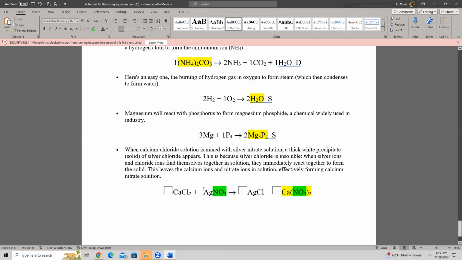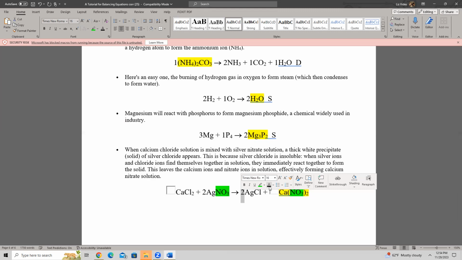Oops, again with the stupid white. Why does it do that? I have got to solve this mystery because it's bugging me. And now you have 2 silvers, right? So you need a 2 right there. And there again, it goes white again. I don't know why you're doing this, but you're annoying me. And everybody's balanced now, because even the chlorine got balanced. You see that?